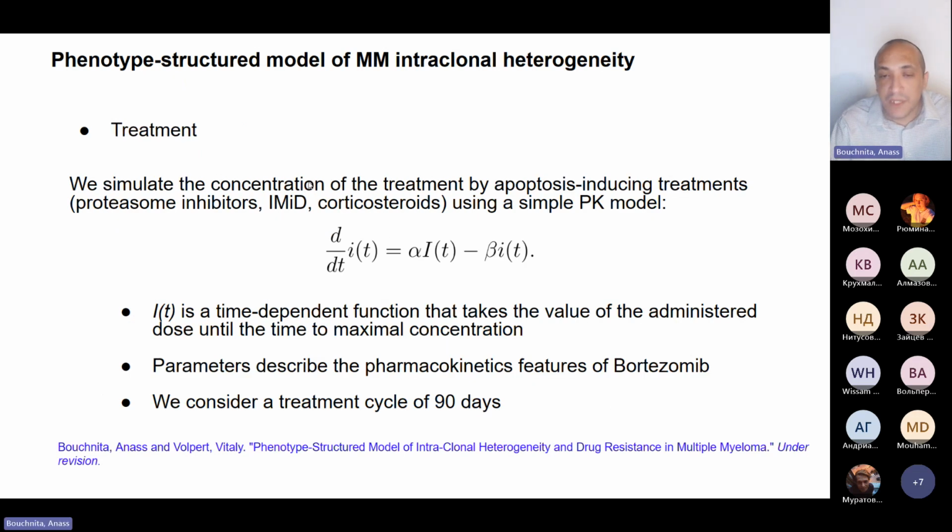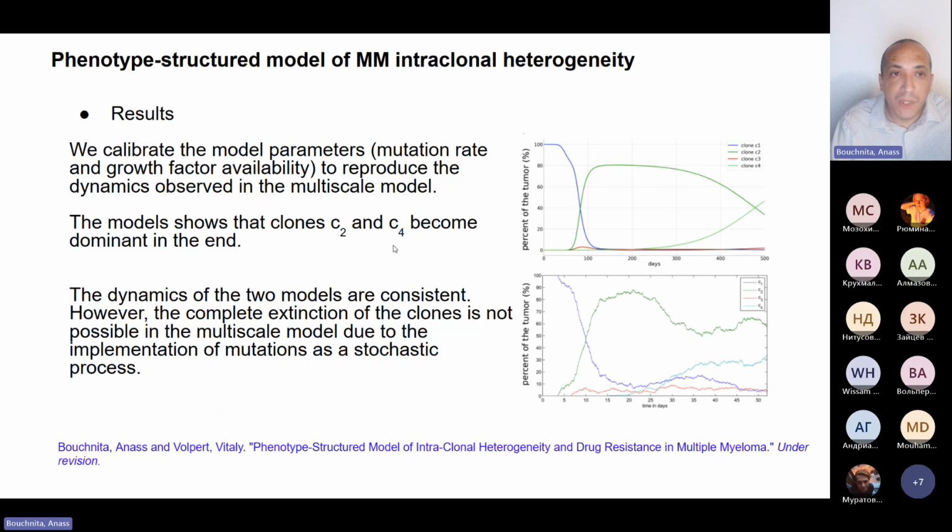Finally, we have a simple pharmacokinetics model for the treatment, which describes the concentration of the drugs. For this work, we did not have a very detailed model for pharmacokinetics, but we assumed that all drugs have the same effects, which is inducing the apoptosis of multiple myeloma cells, and that their aggregate effect is modeled by this concentration. We consider a protocol which consists of giving one dose of these 3 drugs for 90 days. So it's a long cycle of treatments.